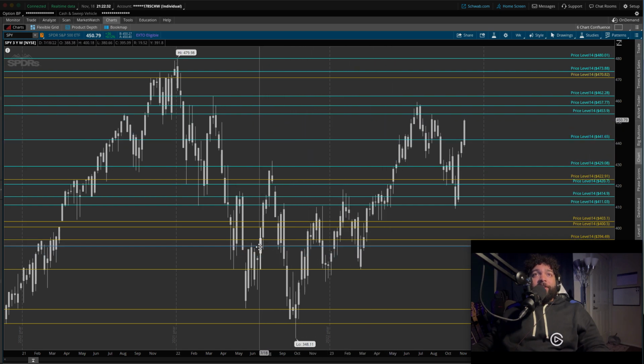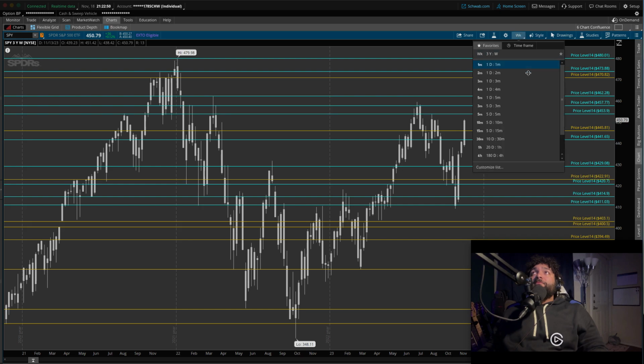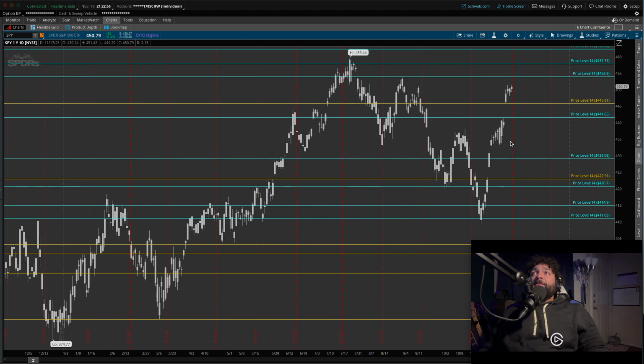I'm trying to get enough just to show you the concept of it. It does take a little bit, but it is completely worth it. It's changed part of my trading, so I do suggest giving it a shot. And then there's the daily.